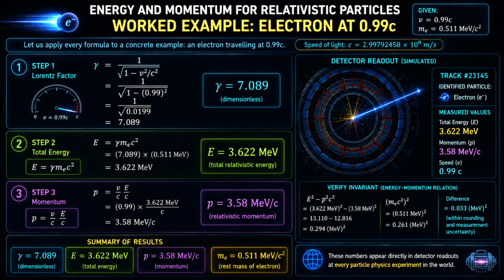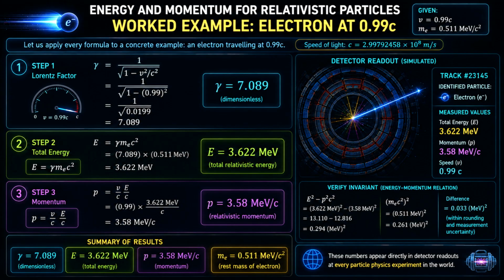Let us apply every formula to a concrete example, an electron traveling at 0.99 times c. The rest mass of the electron is 0.511 megaelectronvolts divided by c squared. Step 1. Compute the Lorentz factor. Gamma equals 1 divided by the square root of 1 minus 0.99 squared, which equals 1 divided by the square root of 0.0199, giving gamma equals 7.089.